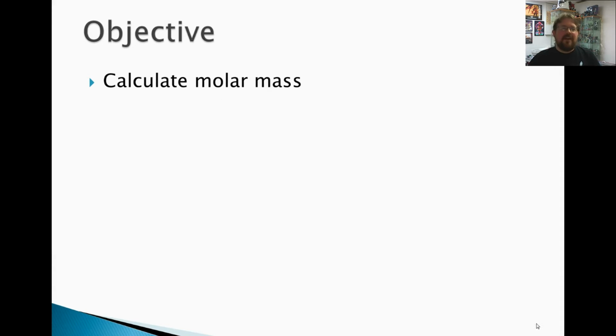Let's move on. Our objective today is we're going to calculate molar mass. Now, you might be looking at that going, I don't know what molar mass is. Is that the mass of a tooth? Because molars are teeth. I'm funny all the time. No, molar mass, of course, goes back to the idea of a mole, which is what we've been talking about.